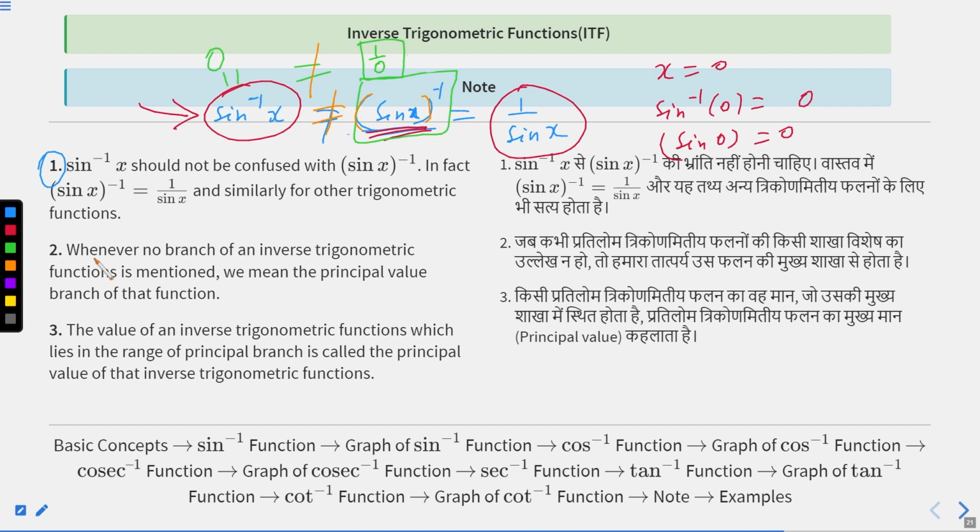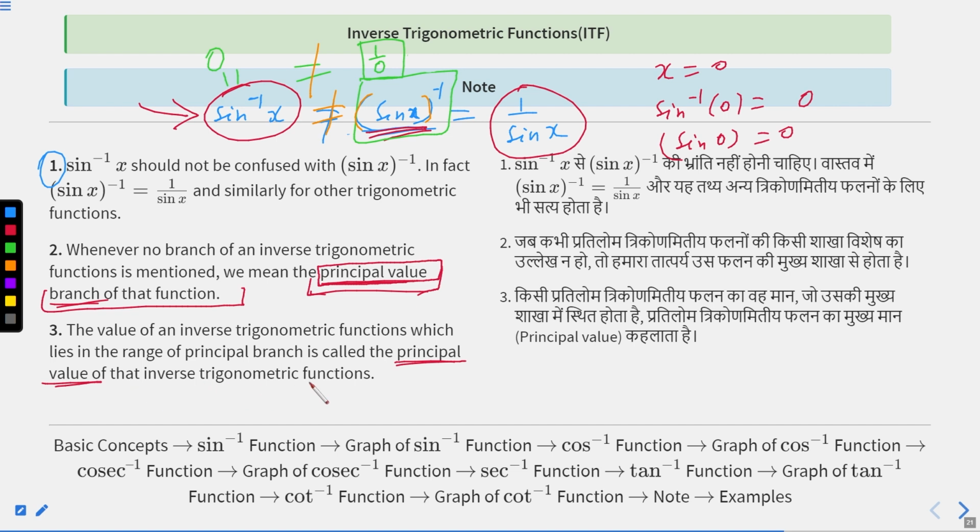Now, whenever no branch of an inverse trigonometric function is mentioned, we mean the principal value branch of that function. If you are not given any branch, then by default please take, according to the given function, its principal value branch. The third point says the value of an inverse trigonometric function which lies in the range of principal branch is called the principal value of that inverse trigonometric function.